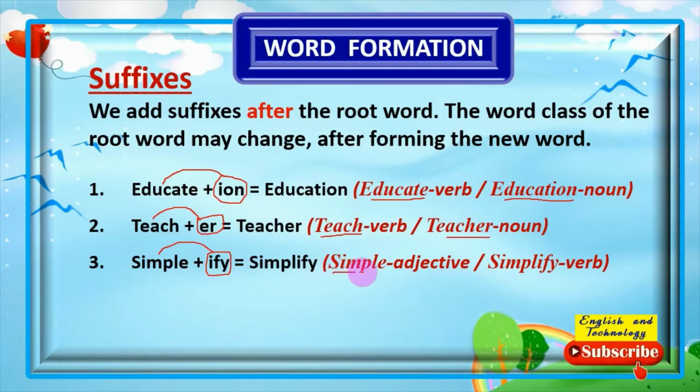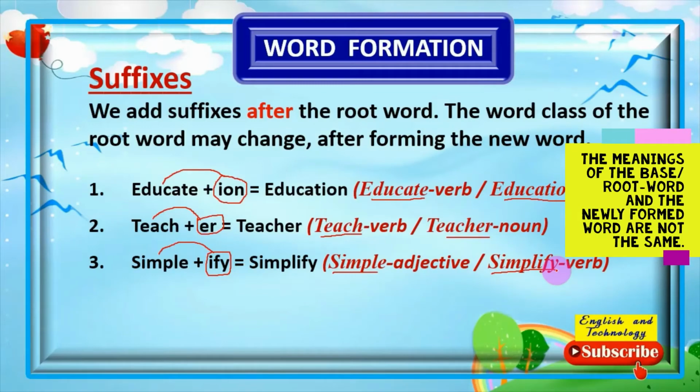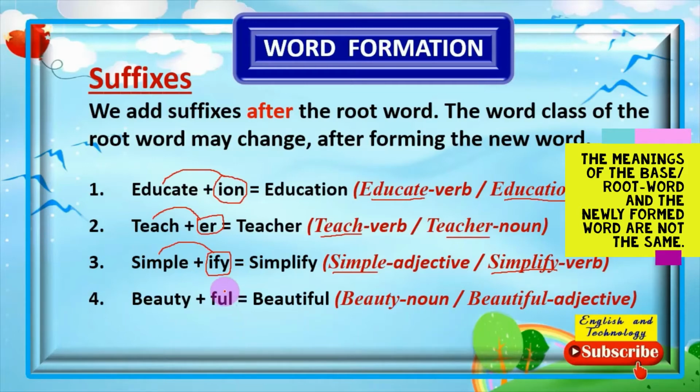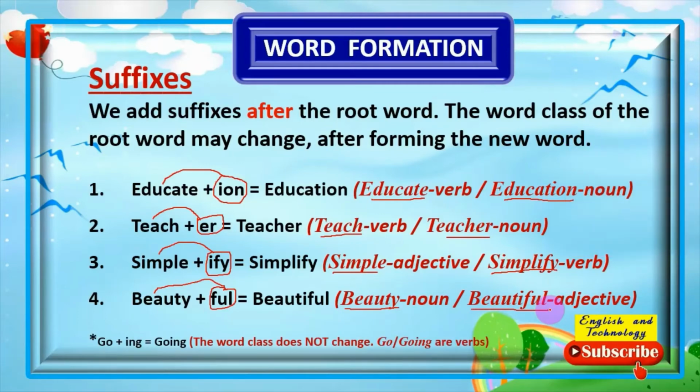Now, simple originally is an adjective, while simplify is to do something. To simplify something means to do an action. So simplify is now a verb by adding ify. So the base is changing word class. The part of speech has changed. And let's look at example 4, beauty and ful. So ful here becomes our suffix that is being added to the root word, which is beauty. So it gives us beautiful. Originally, the base, which is beauty, is a noun on its own, while beautiful is an adjective. And I want to give you this exceptional example to let you know that sometimes when you add the suffix, the part of speech may not change.